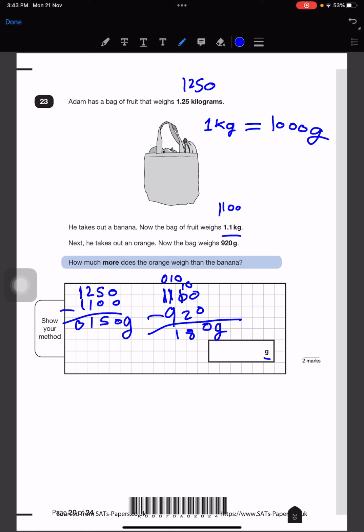And now this is the orange. So now we're going to subtract them together. So 180 subtract 150 grams. We subtract them, 0, and then we get 0 here, and then this will be 3. So 30 grams is our answer for this question.